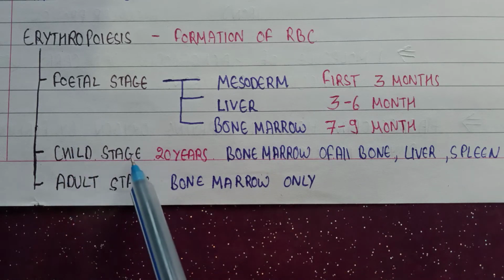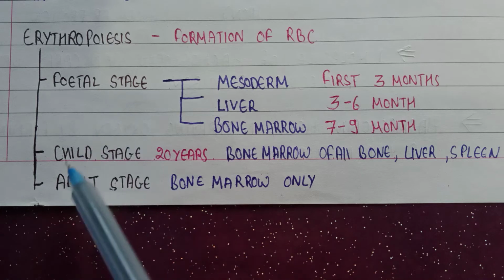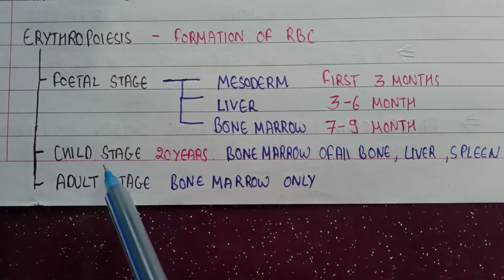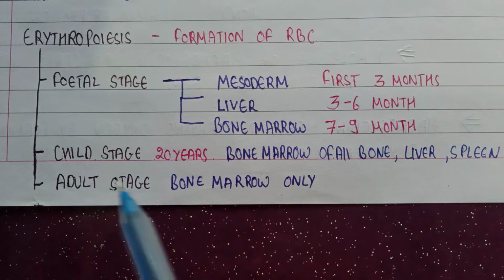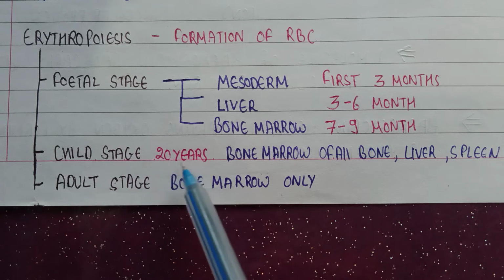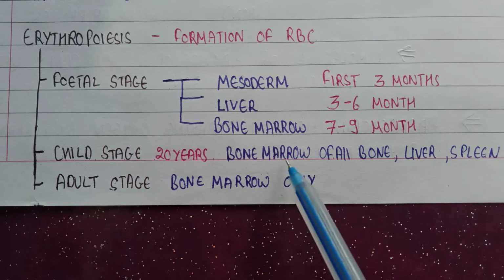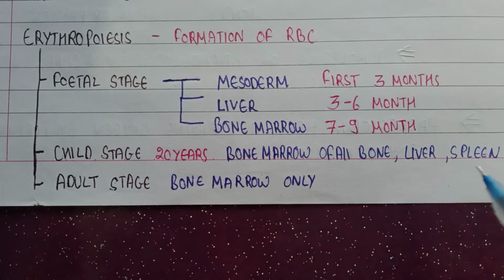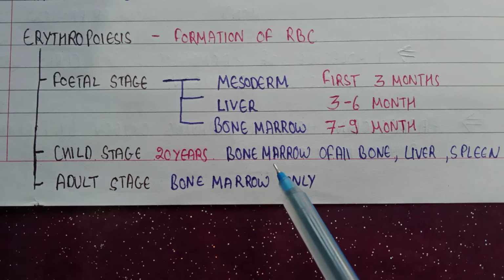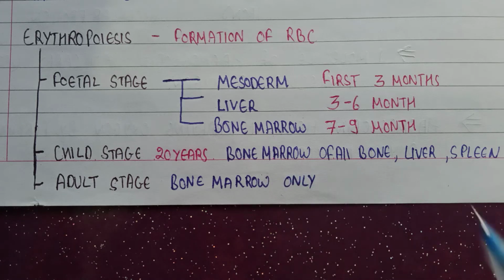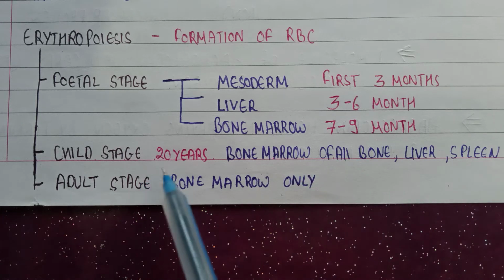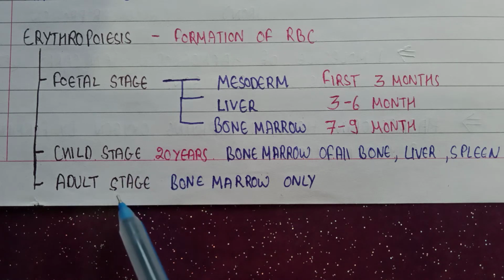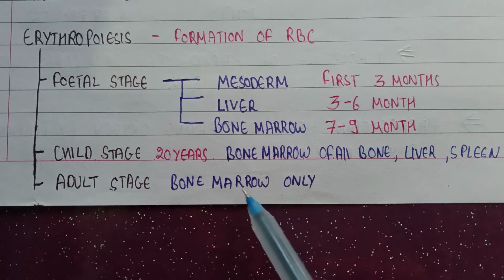Second, in the child stage, after the birth of the child, erythropoiesis will occur up to the age of approximately 20 years, in the bone marrow of all bones, liver and spleen. These all produce RBC up to 20 years of age. During the adult stage, erythropoiesis will be performed in the bone marrow of specific bones only.